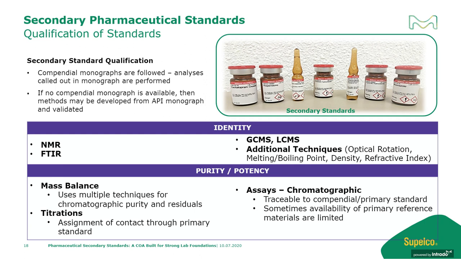However, a titration method could be less selective than a chromatographic method. So if a chromatographic method is available, it's generally preferred, and that is the one that is considered. Also, chromatography methods are traceable to the compendial standard, as peak areas can be directly compared. The peak area of the assay of the secondary standard can be directly compared to the peak area of the primary standard.